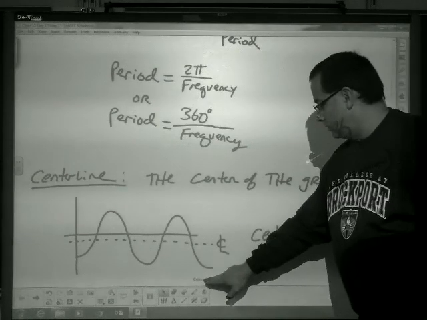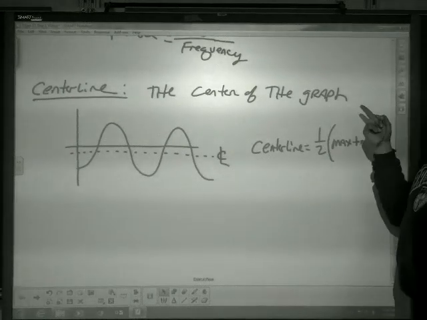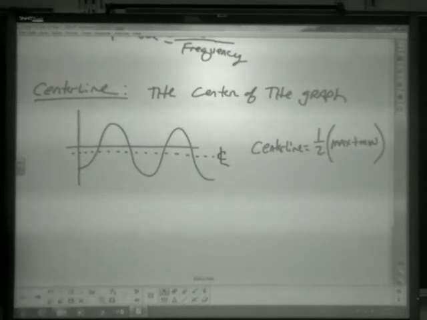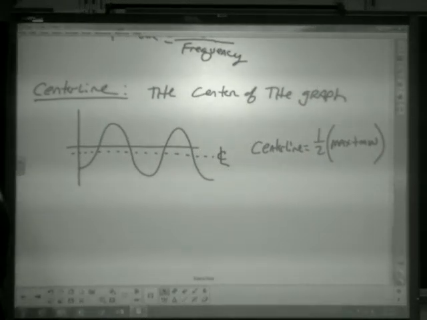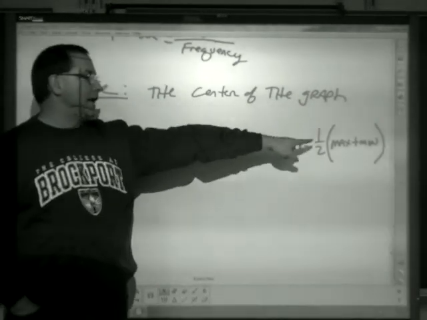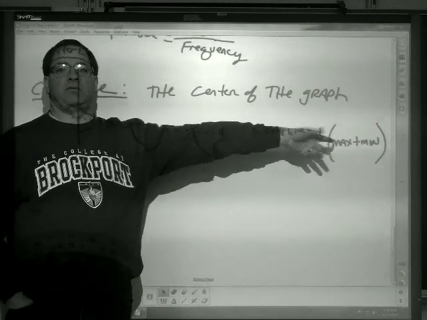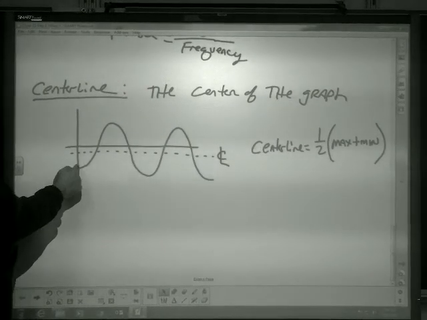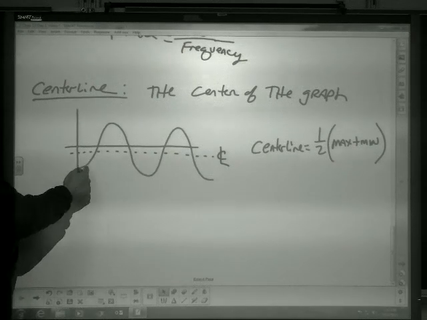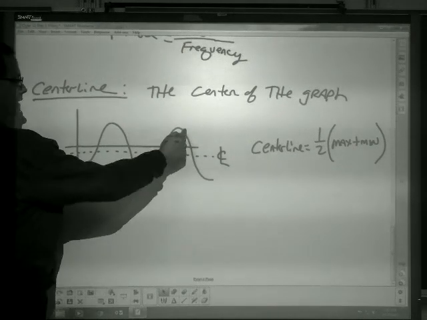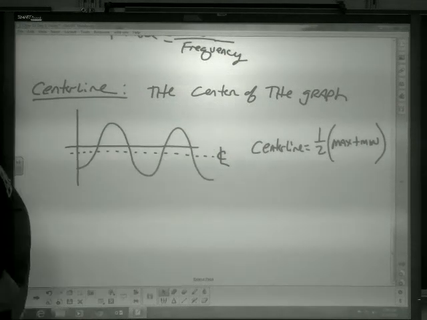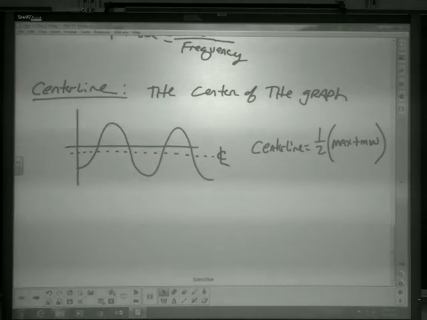Center line is exactly what it says. It is the center of the graph, so it's halfway between the max and the min. To calculate it numerically, we take half of the max plus the min. We're taking the average of those two values. So if this graph starts down here, for example, and heads up and down, and then up and down, halfway between is my center line. So that's just the definition of center line.